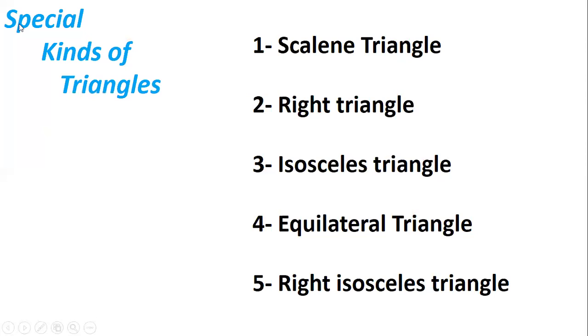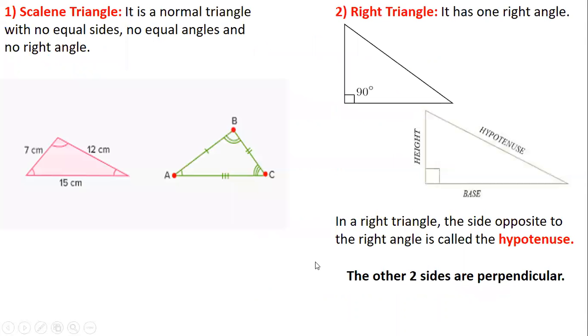Now I'll talk about special kinds of triangles. They are special because now I'll tell you everything about each of these triangles. The first is the scalene triangle. The second is the right triangle. The third is the isosceles triangle. The fourth is the equilateral triangle. The fifth is the right isosceles triangle. And now I'll talk about each of these alone.